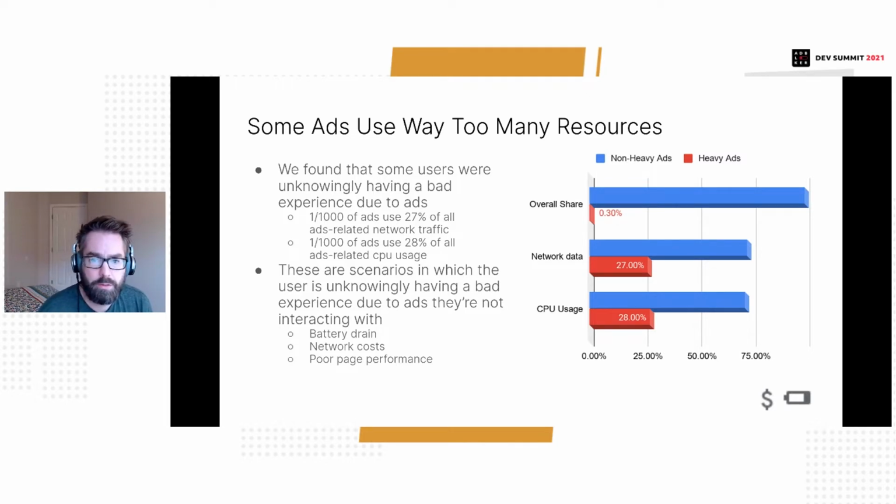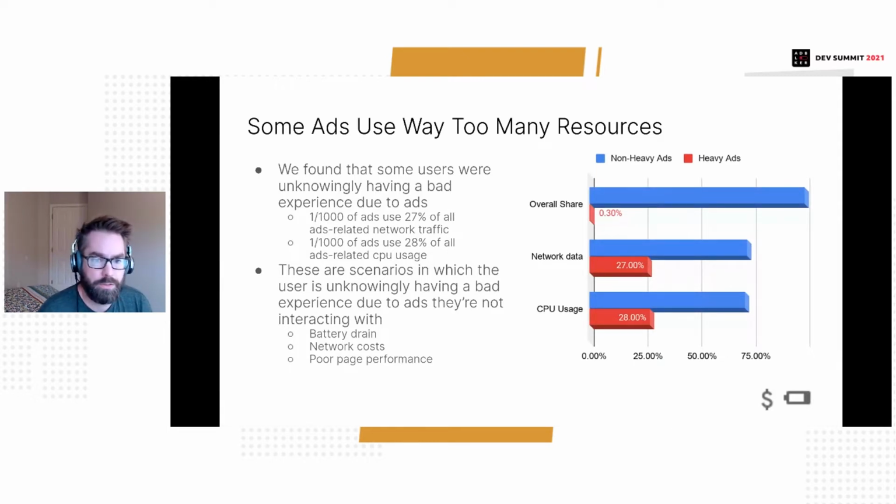And the results showed that the top 1 in 1,000, or the 99.9th percentile of ads, use a disproportionate amount of resources. In fact, that 1 in 1,000 ad creative uses roughly 27% of both network and CPU usage of all ad frames. So you might ask why. Well, you can imagine that you have an ad that's just simply poorly written, sitting in some kind of event loop, or it might have a giant image resource that it's displaying in a tiny little rectangle.